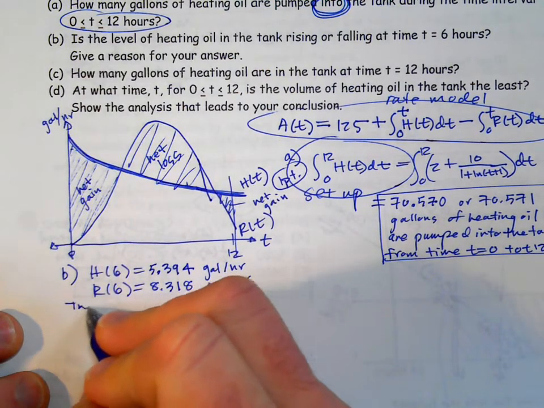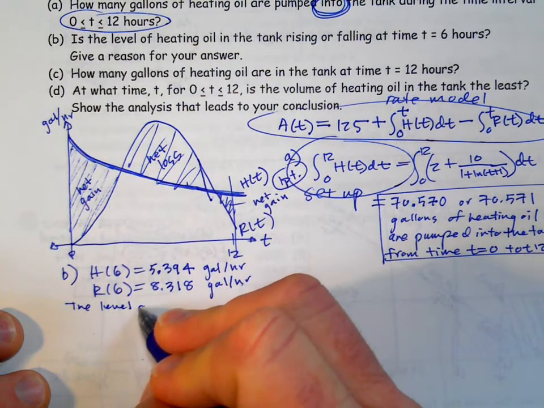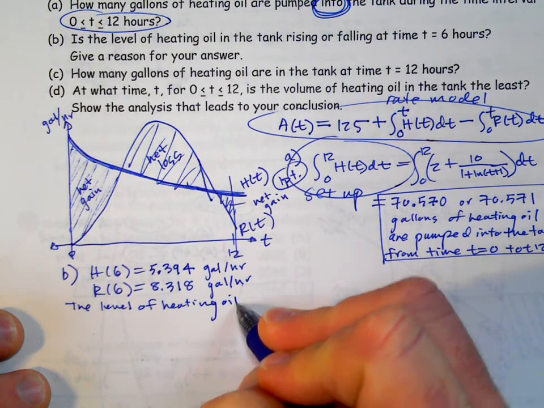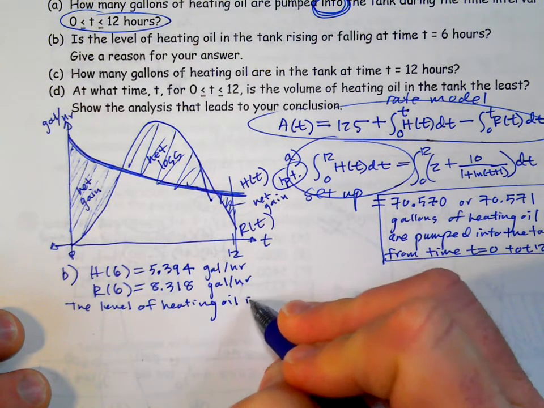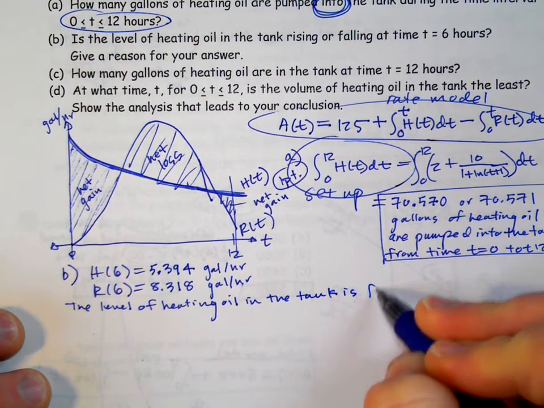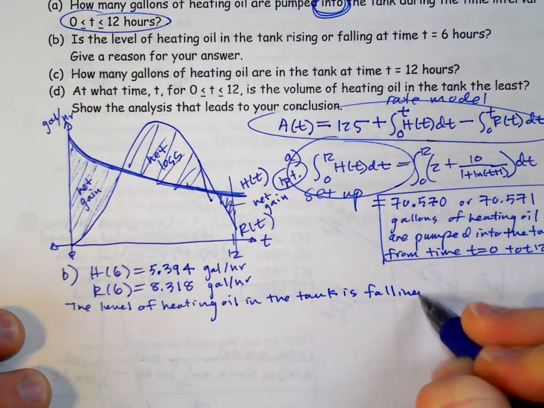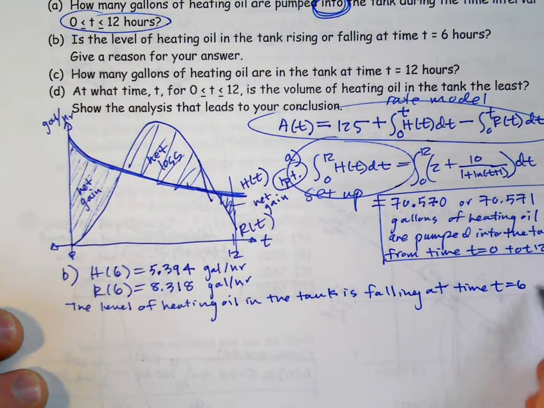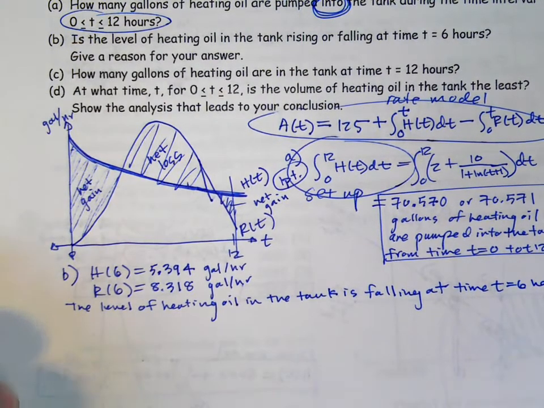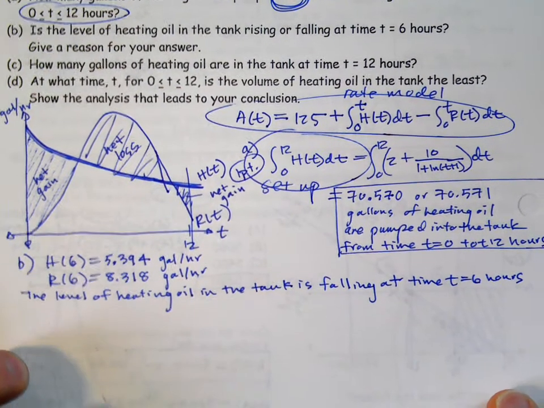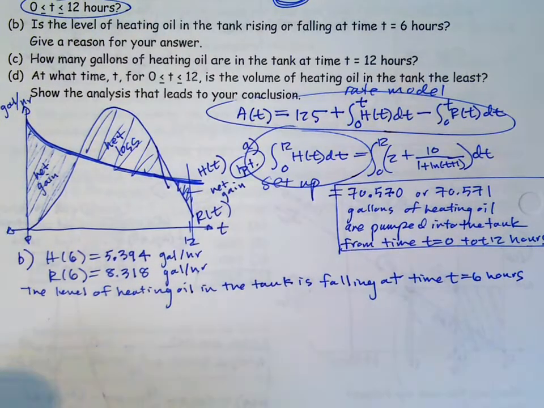We're going to say, the level of heating oil in the tank is falling at time t equals 6 hours. So that's your answer. But then I want you to kind of support your answer. You have some numbers in your work that kind of help, but I want you to explain how you made your decision based off those numbers.